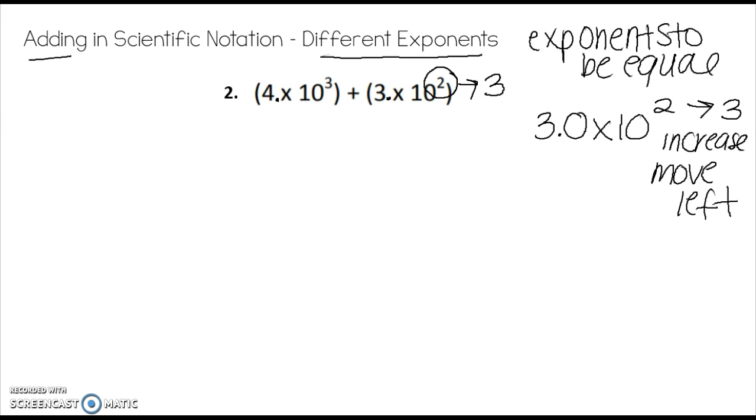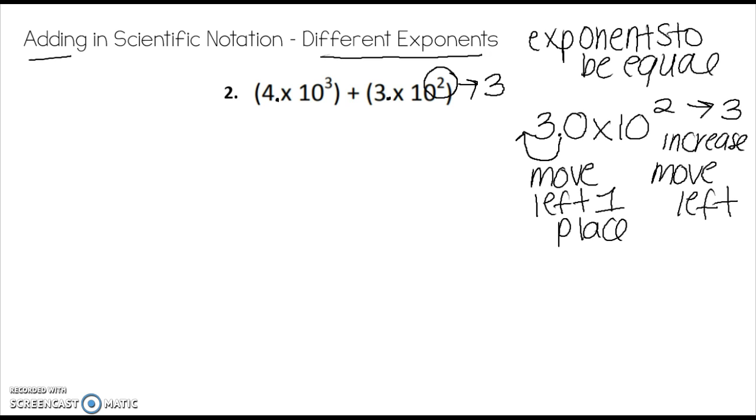So when I increase 1, when I go from 2 to 3, it's an increase of 1, which means this decimal moves back 1 place. So it'll move left 1 place. And the opposite is true. If I was going from 3 to 2, that would be a decrease, which means it moves right.